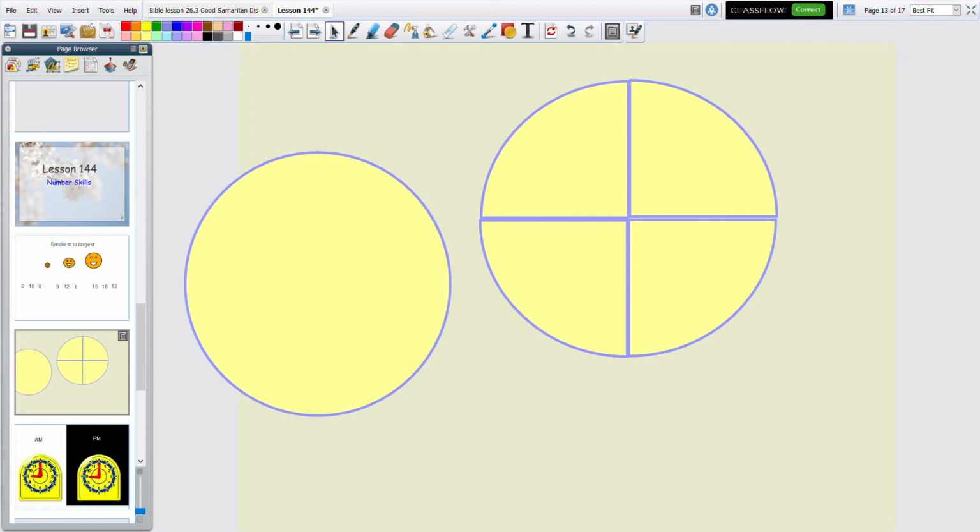Like first, second, third, fourth. This is a fourth. So I can actually take one of these pieces and pull it aside, and now I have my piece of pizza.